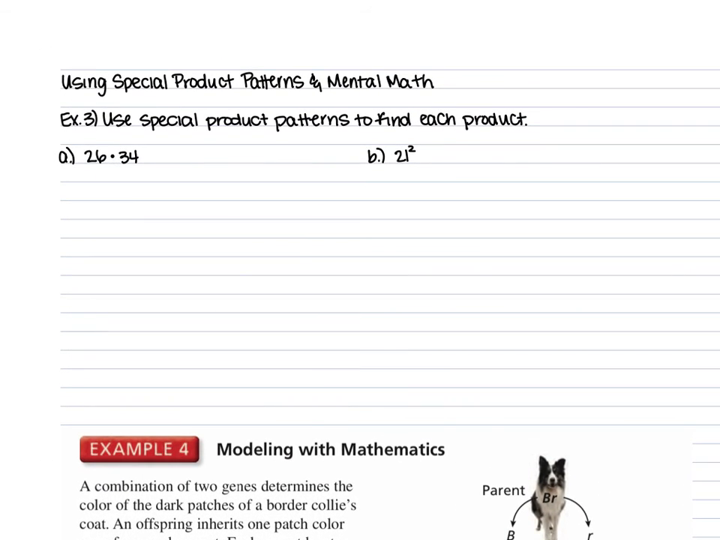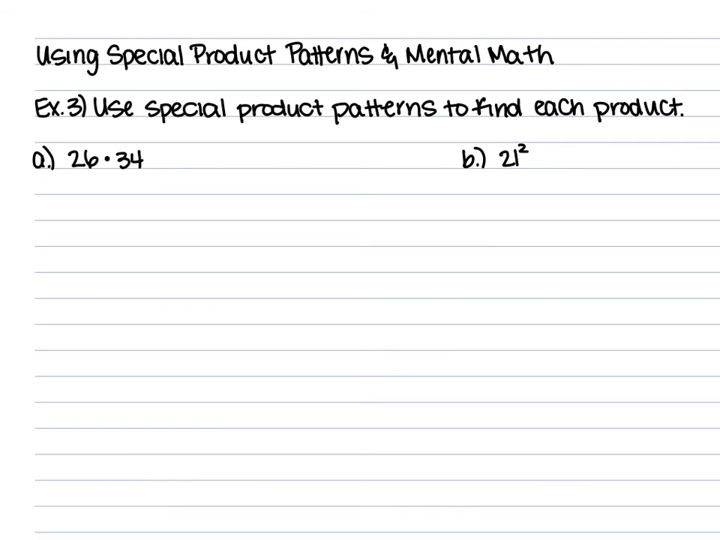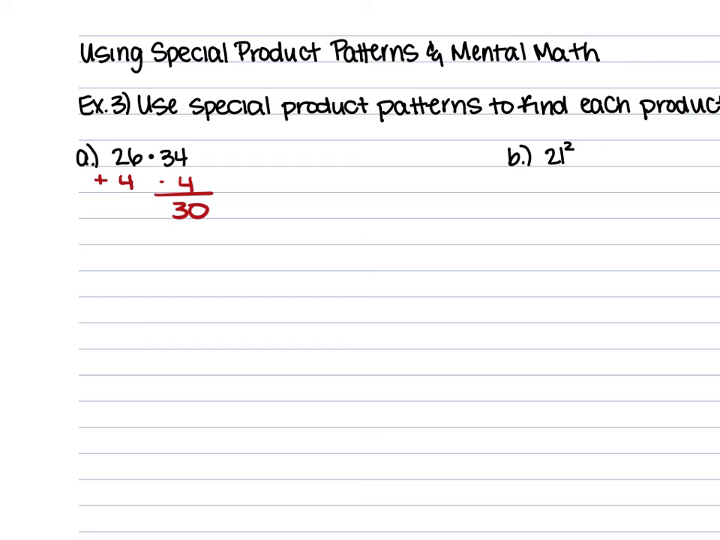You can also use special product patterns to find the products of numbers that do not have variables attached to them. So if we look at example 3, it tells us to use special product patterns to find each product. For A, we have 26 times 34. Think about this, that 26 and that 34. If you took 4 away from the 34 and added it to the 26, it would give you 30, right? So if we take the 4 away, it would give us 30. If we added that 4 to the 26, it gives us 30. So we're still doing 30 times 30, which gives us 900.